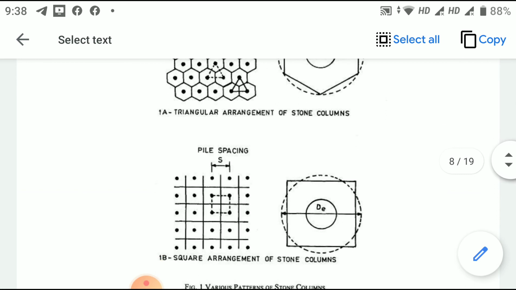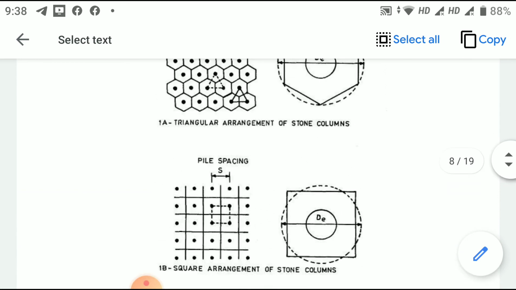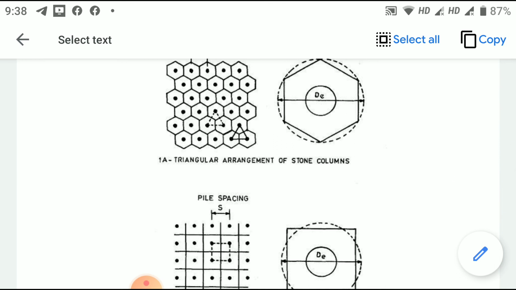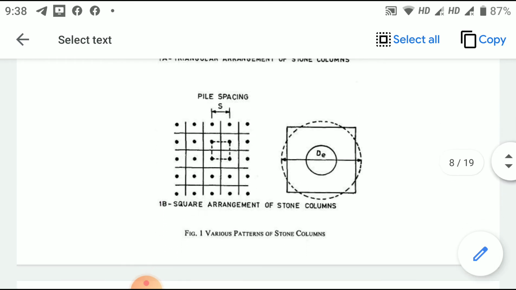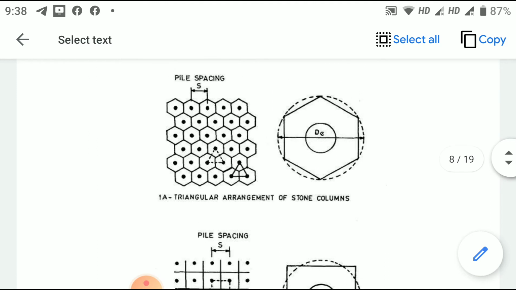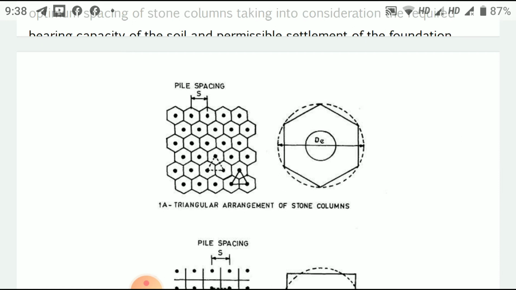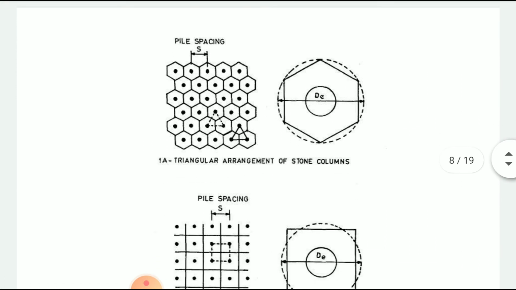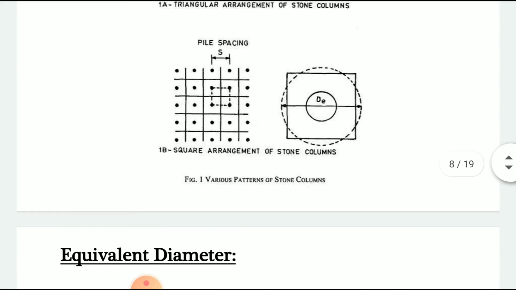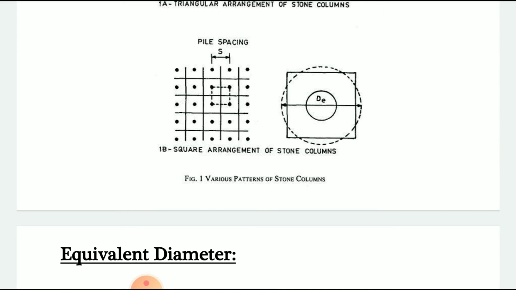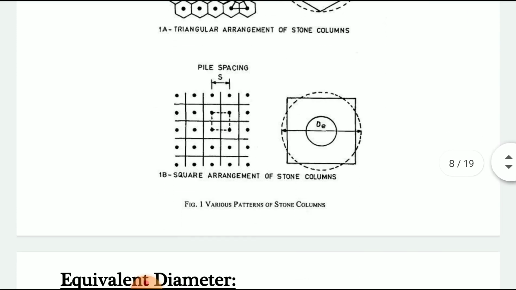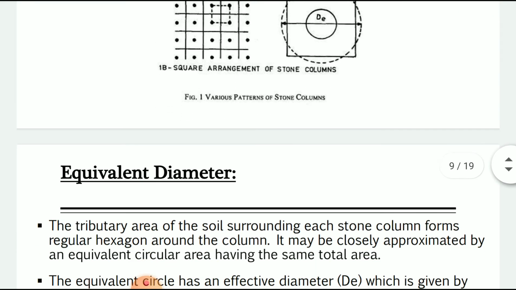So see here, these are the figures of various patterns of stone column. First is the triangular arrangement of the stone column, and second is the square arrangement. If you look, the center to center distance between these two columns is nothing but the pile spacing. This is the triangular arrangement of the stone column. This is the square arrangement. Again, the center to center distance is the pile spacing, and the diameter is represented as d suffix e. These are the various patterns.